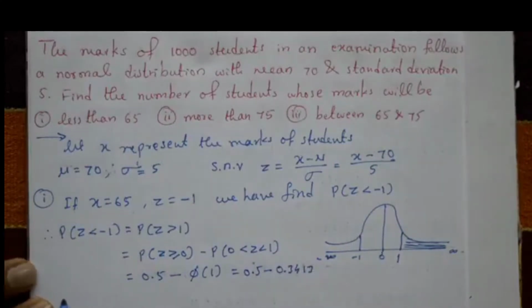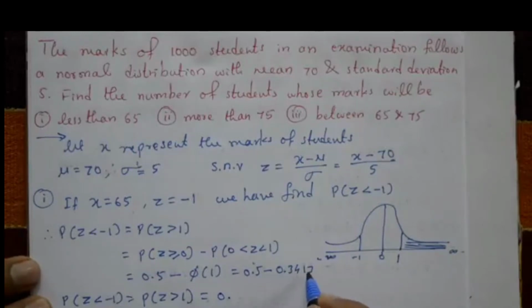0.3413. The probability of z less than minus 1, or the probability of z greater than 1, is equal to 0.5 minus 0.3413, which is 0.1587. But we have to calculate for 1000 students.